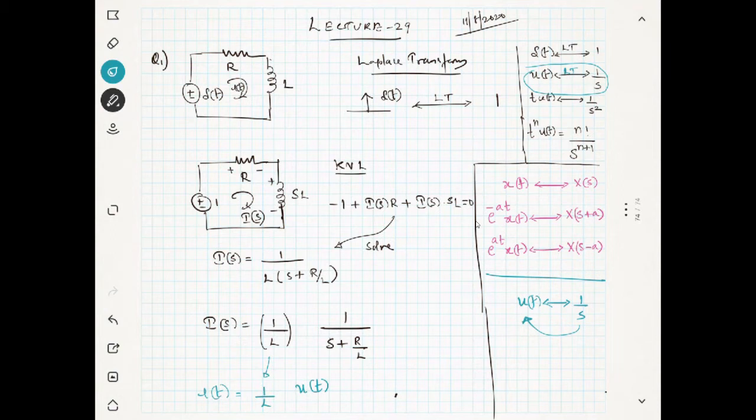No. There is no requirement for partial fraction, because there is only one term. There is no s square or s cube. The degree is 1, so it's simple.